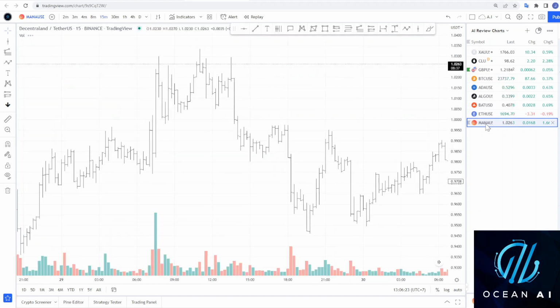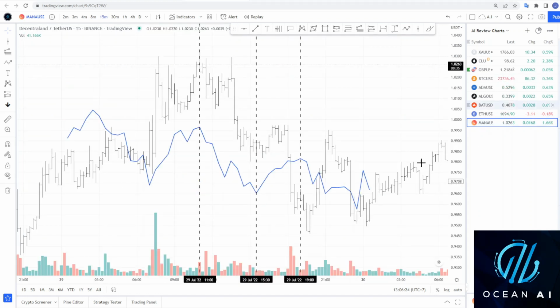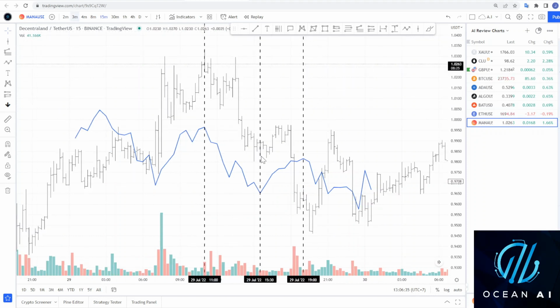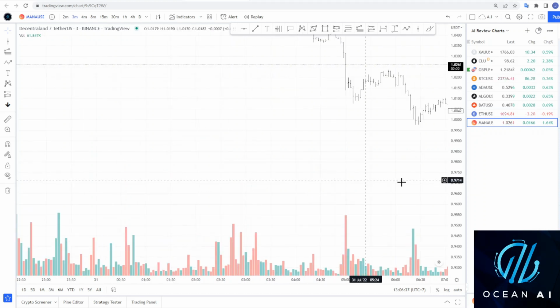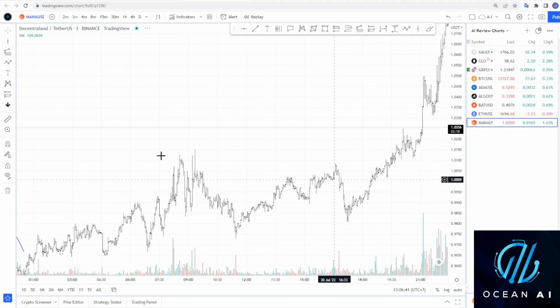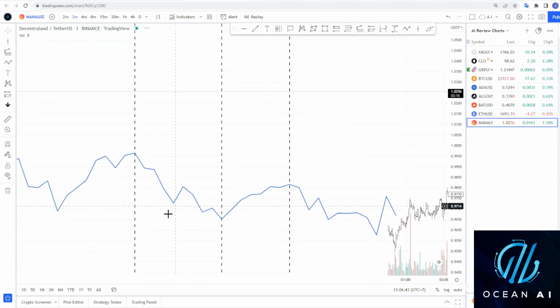Ethereum, and now we move on to Decentraland, MANA. This one was a nice one. That was a nice top there. We had that ABCD butterfly pattern in there. If I go into 3 minute, you'll probably see it better. Yeah, drag that over here. There we are.